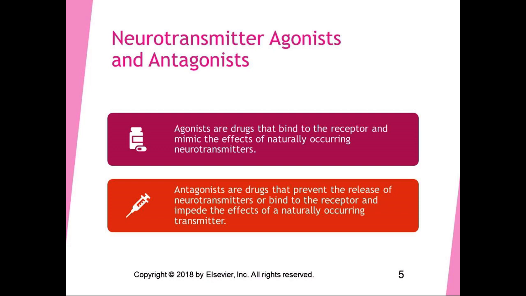There are a lot of other drugs that are antagonists. So an antagonist slows everything down, and an agonist mimics the effect of a naturally occurring neurotransmitter. So it's interesting that we can use those receptor sites in our nervous system for treatment.